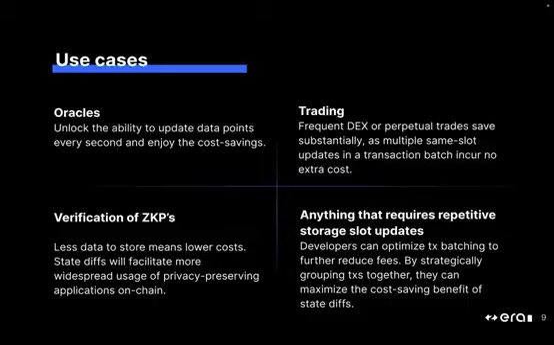Verification, again, we touched on this very briefly at the beginning with our oversimplified contract. Less data to store means lower cost. State diffs will facilitate more widespread usage of privacy-preserving applications on chain. That is going to be exciting. We haven't really seen really strong applications there, and we're definitely going to.